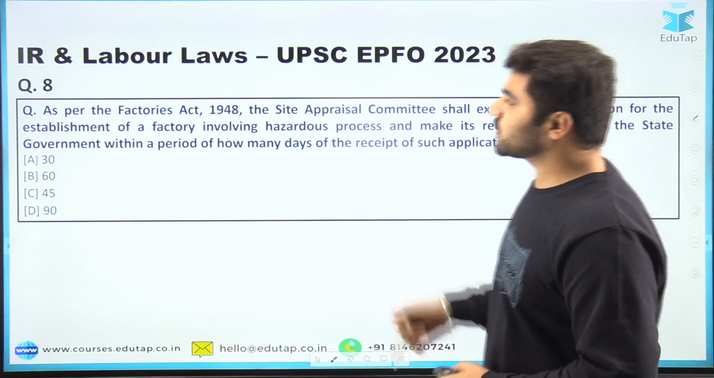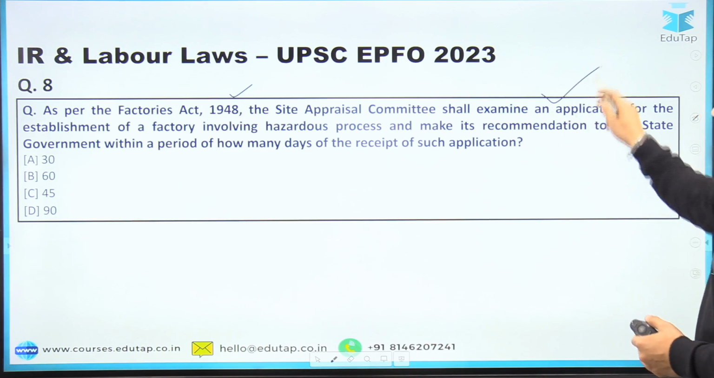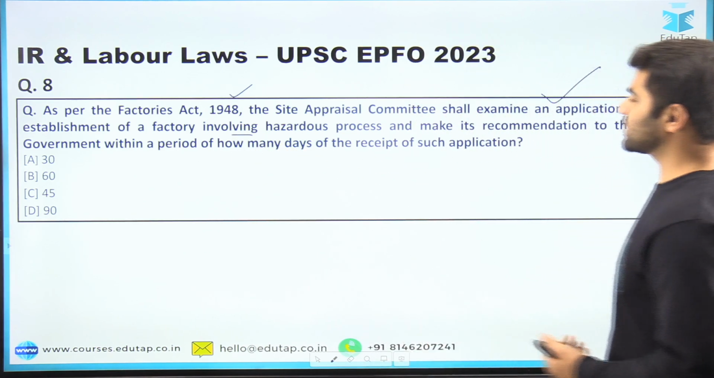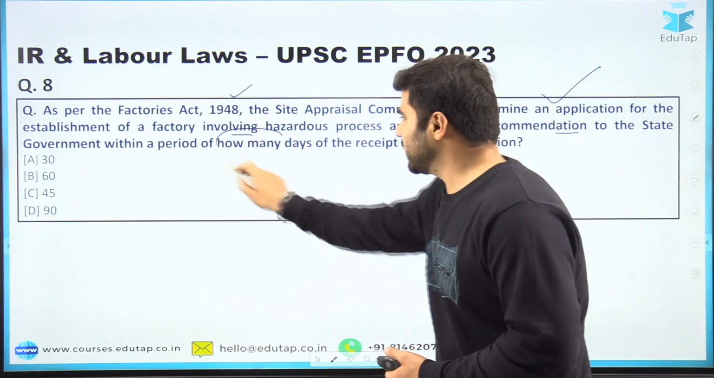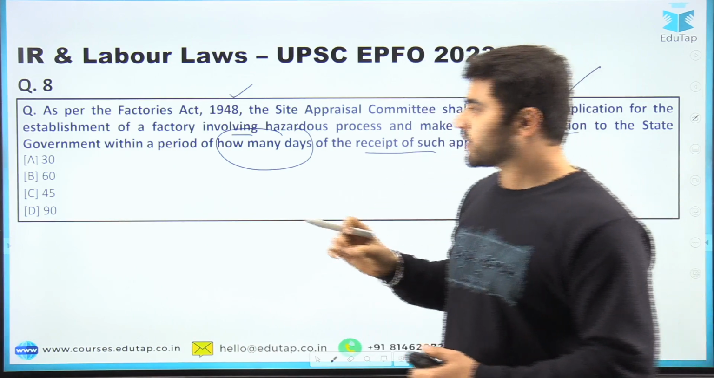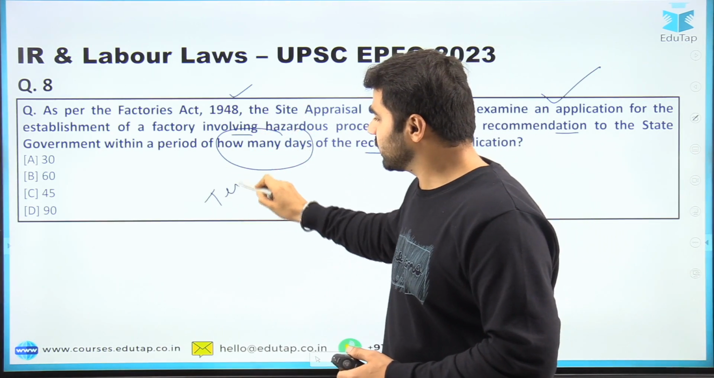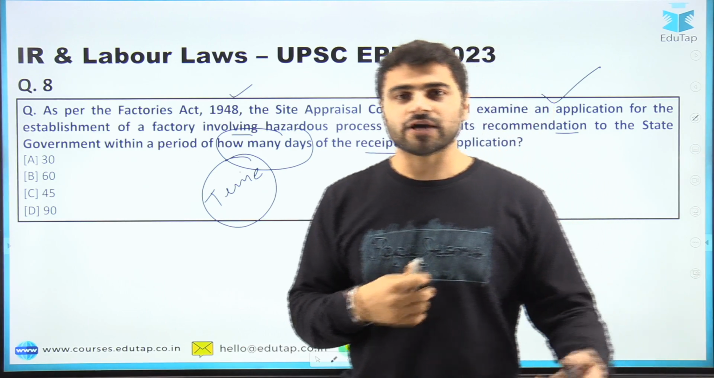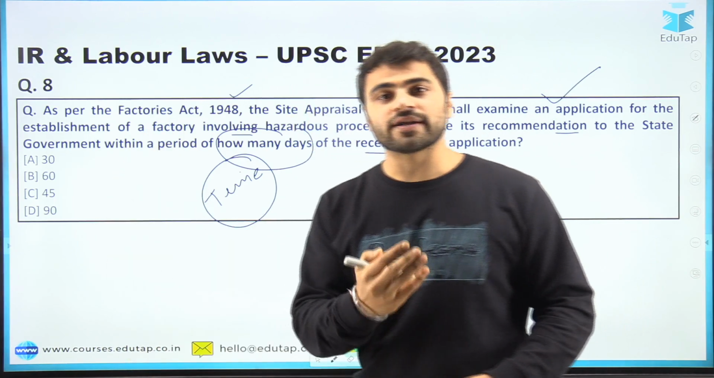Question number 8 is, as per the Factories Act 1948, the Site Appraisal Committee shall examine an application for the establishment of a factory involving hazardous process and make its recommendation to the state government within a period of how many days of the receipt of such application? Again, I have already told you in previous sessions that these kind of time-based questions are very important, right? So they are frequently asked by the UPSC, especially in this kind of examination, right? The options are 30 days, 60 days, 45 days, or 90 days.